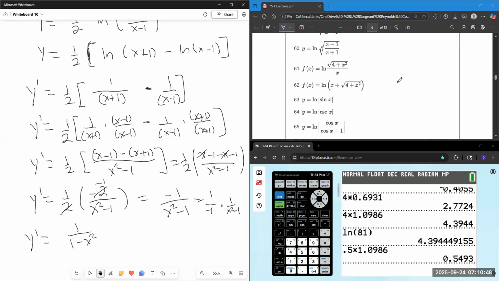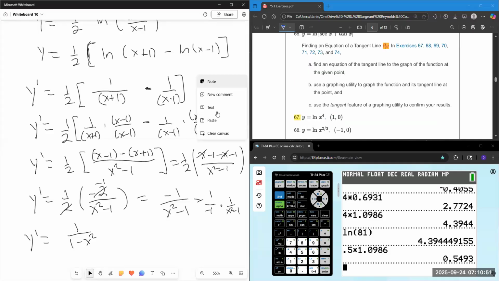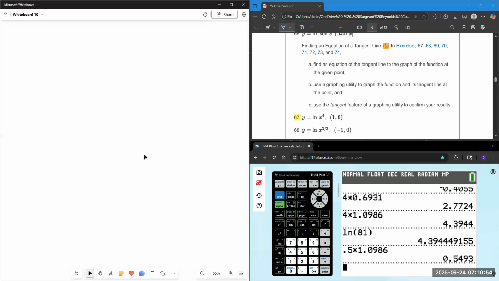All right, let's look at 67. And they want us to find the equation of the tangent line now. So we're given the function y is equal to ln of x to the 4th. Notice this is not wrapped in parentheses. This is the same thing as 4 ln of x. And they give us the ordered pair 1, 0 that's on the graph. They want us to find the equation of the tangent line to the graph of the function at the given point. So y prime is 4 times 1 over x, or 4 over x.